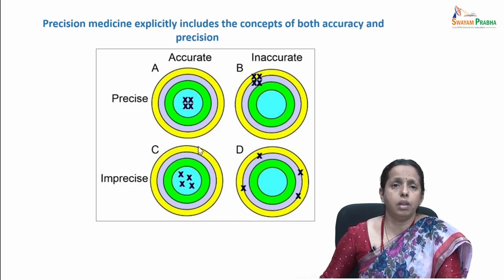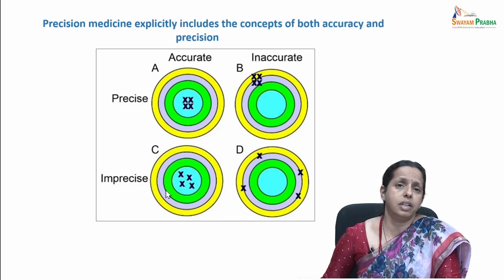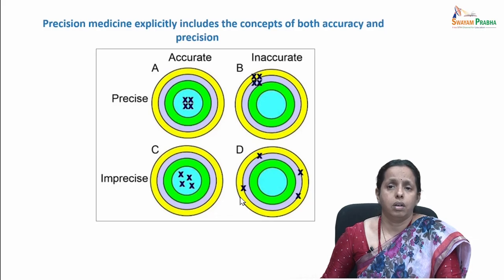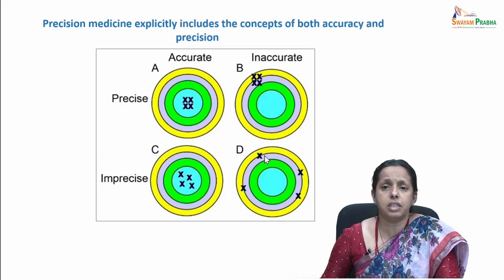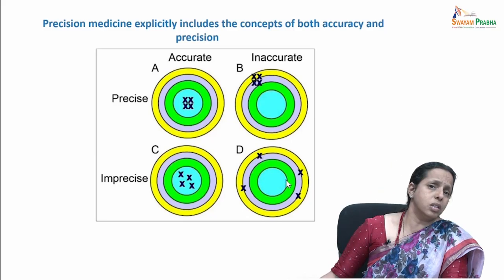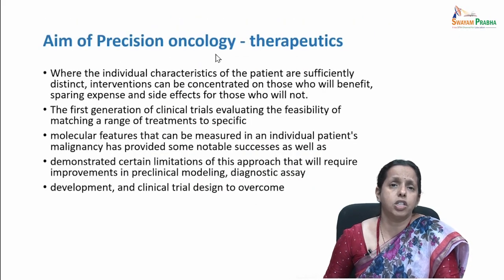So both accuracy and precision are very, very essential for precision oncology, for a good companion diagnostic biomarker. So both genomes should be faithfully represented and the genetic test should be reproducible. This is not something which we would like. It should be the aim of precision oncology, first of all, to aid in therapeutics.